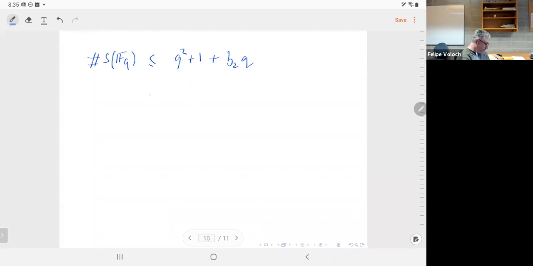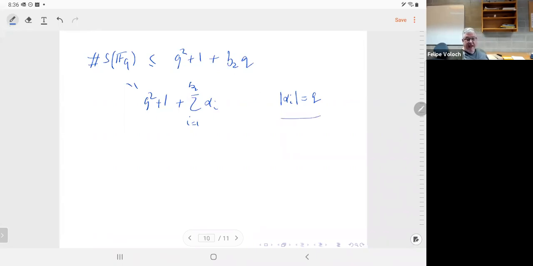So actually, this is equal to q squared plus 1 plus the sum of alpha i from i equals 1 to b2. I'm assuming it's a smooth surface in P3, so there's no H1 or H3 term in the étale cohomology. You're just looking at H0, H2, and H4. By the Riemann hypothesis, the bound is given by that, and b2, the second Betti number, is the number of eigenvalues of Frobenius on H2.